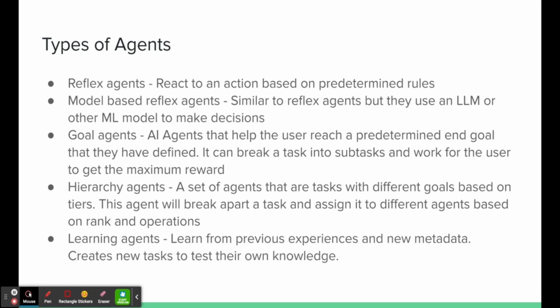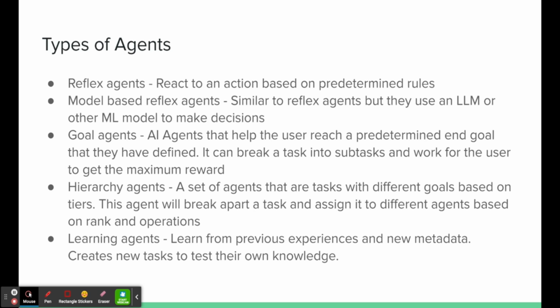There are reflex agents, which are agents that are just built on predetermined rules. These are the simplest form of agents because you can only create actions based on the predetermined rule set, and you'll have to go in and make these changes in these rules yourself. So these are the least scalable types of agents. The next are model-based reflex agents. They're similar to reflex agents, however, they use an ML model to make the decisions. So these go through some higher level reasoning, and they are more adaptable than a simple reflex agent.